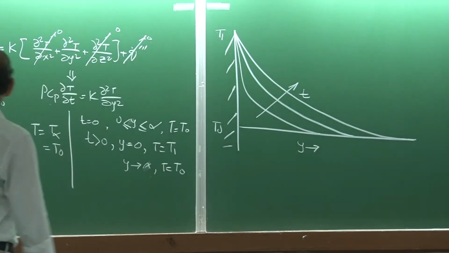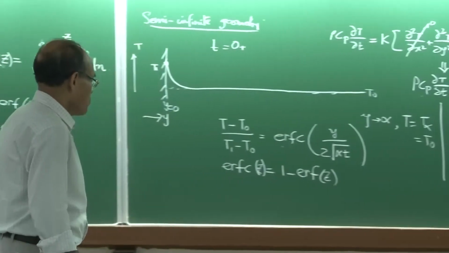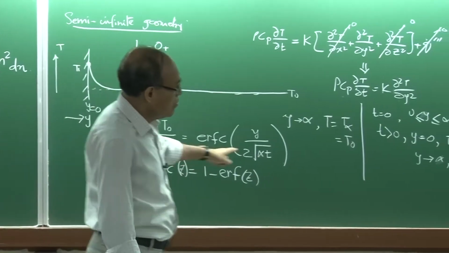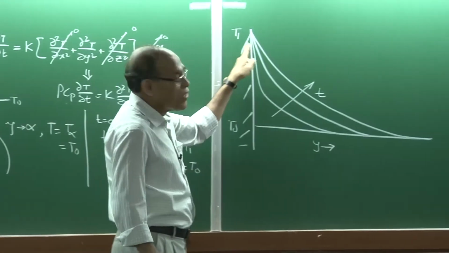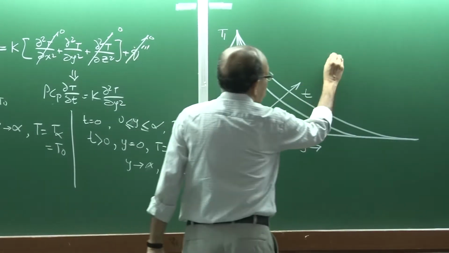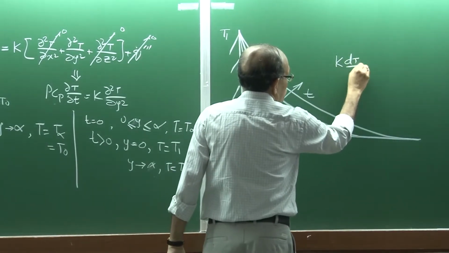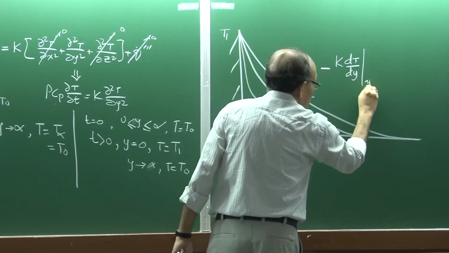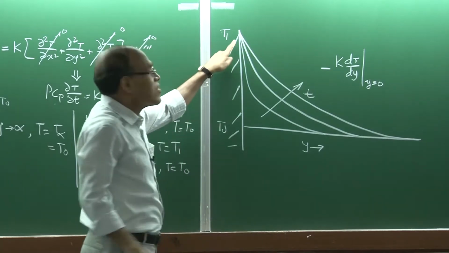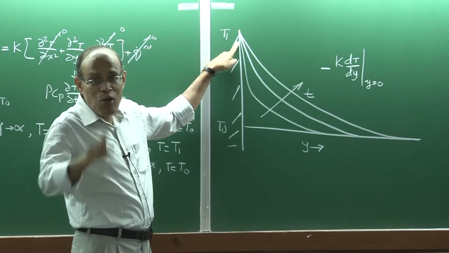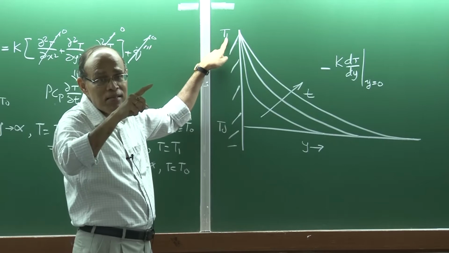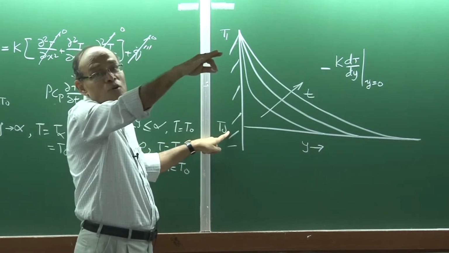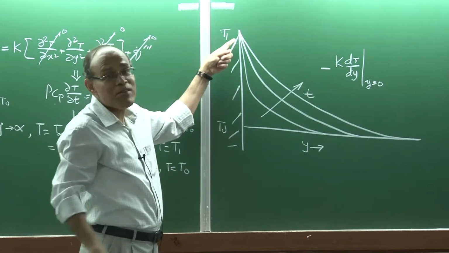As you can see here, the slope of the line essentially indicates, and if you take the value at y is equal to 0, that represents the flux at the surface. Because I have increased the temperature to T1 from T0, as a result of which heat has started to go inside, and as a result of which there is a finite heat flux.